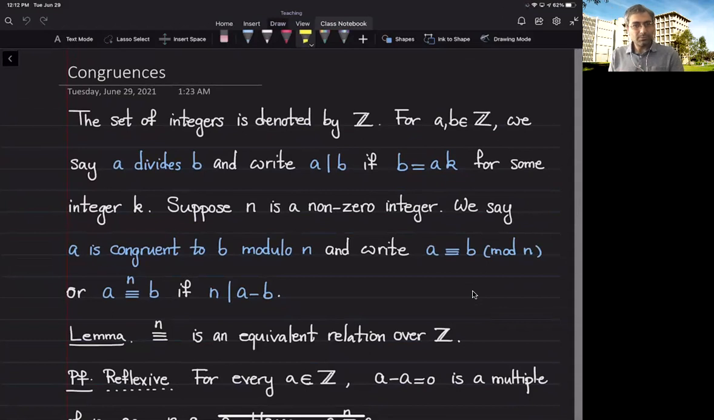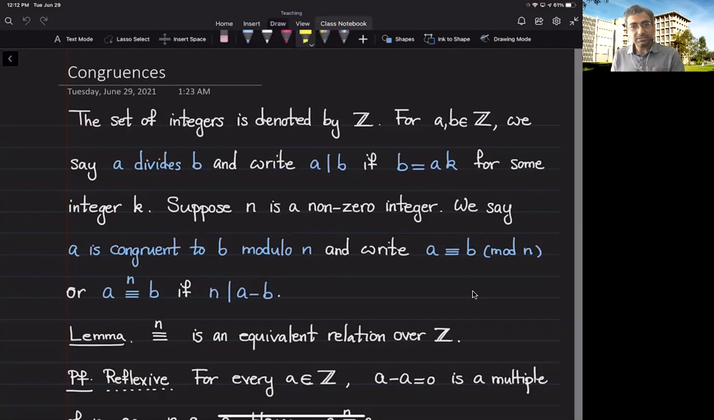In this video, we want to review some of the concepts related to congruences. So we define what is congruent, what it means for a to be congruent to b mod n, and then we review some of the properties of this relation, and we get to the arithmetics of integers modulo n.